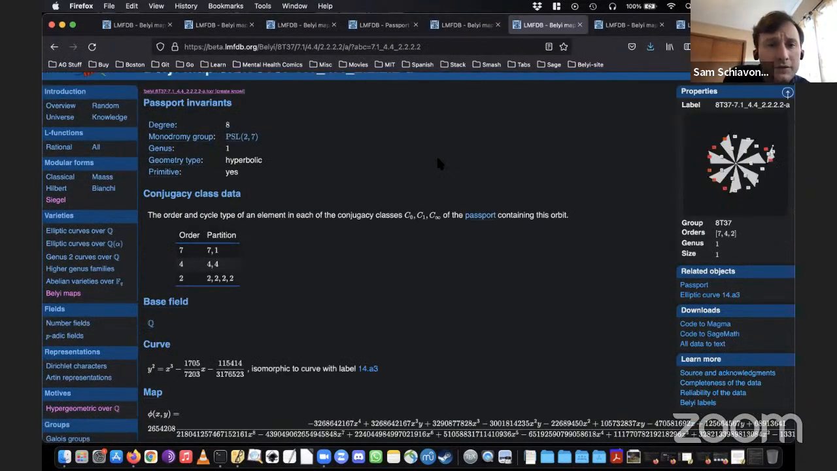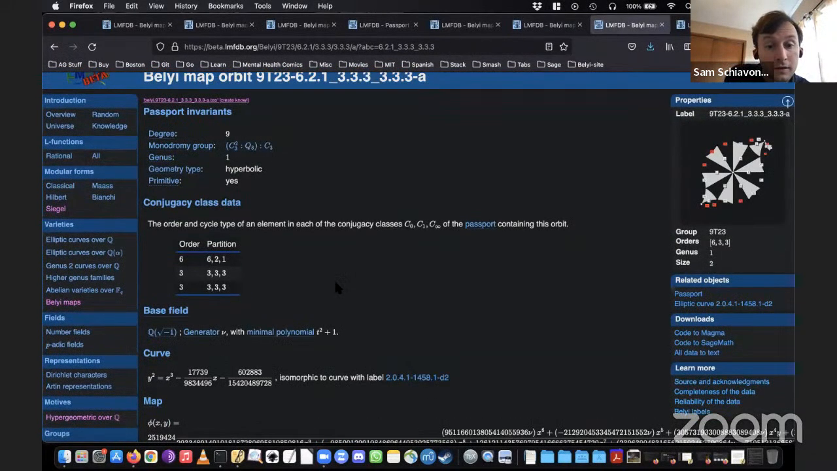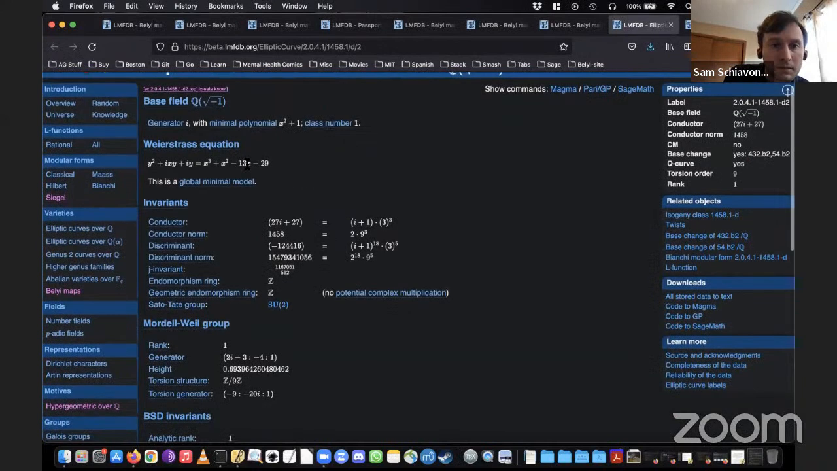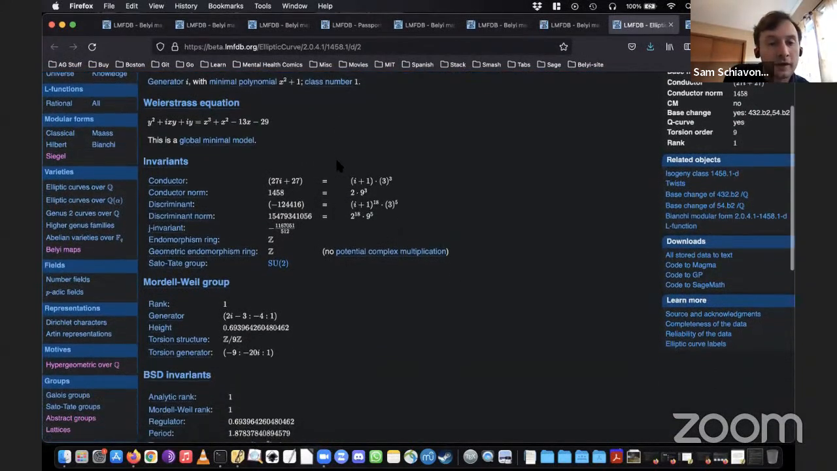And similarly, do I have a genus 2 one? Oh yeah, so here's another one that's in the Cremona database. And here's one that's in the database of elliptic curves defined over number fields. This one's defined over Q adjoin i.